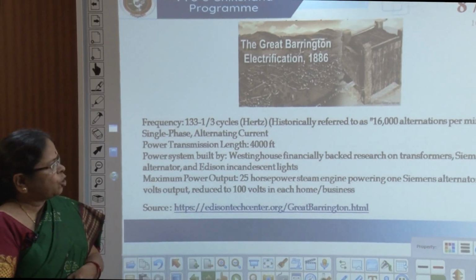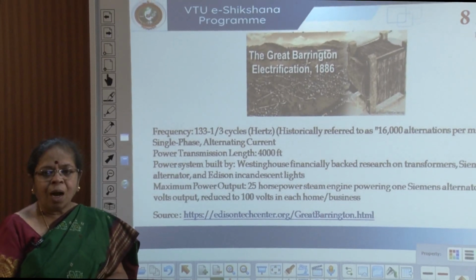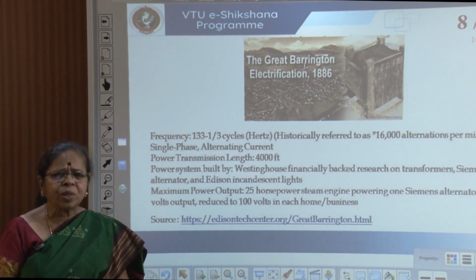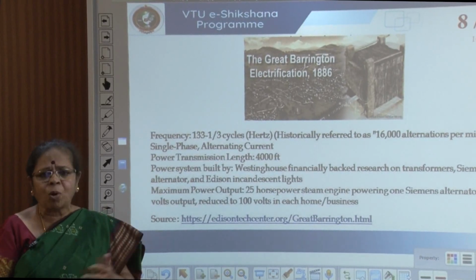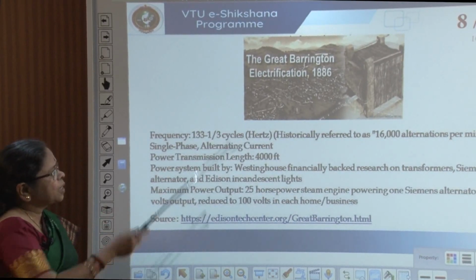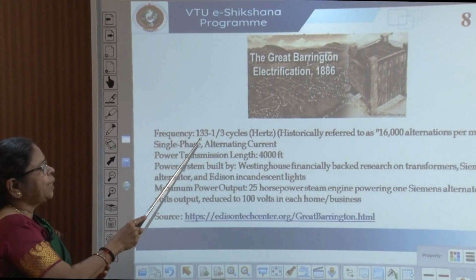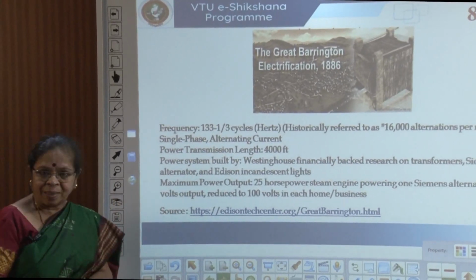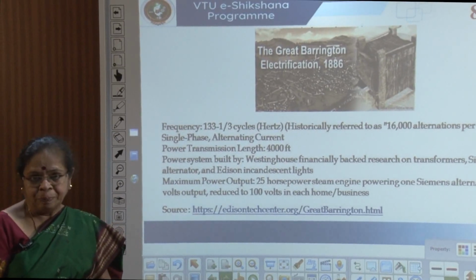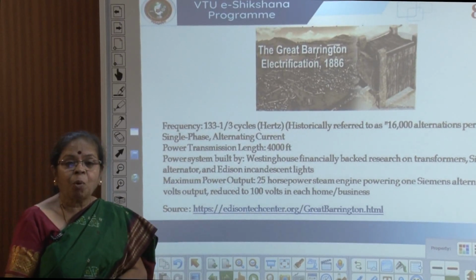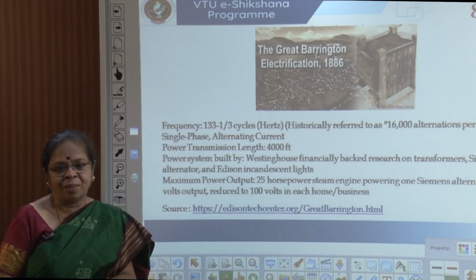Now, the first transformer, how did it operate? We will just see a few interesting things because you are all used to modern transformers. So, this is the first one. The frequency was 133 and 1/3 cycles, an odd number, right, 133.33 hertz.